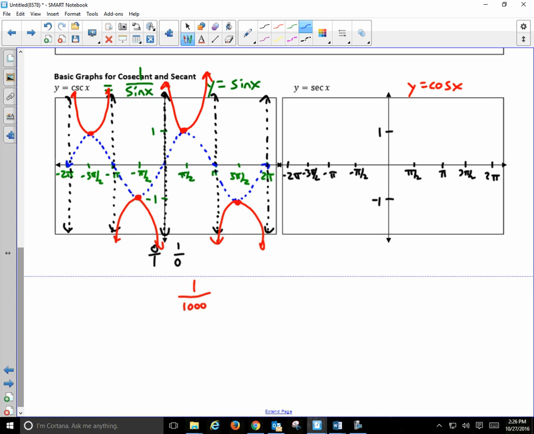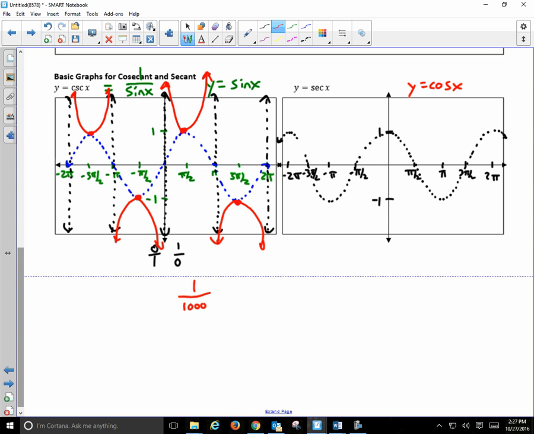Where does cosine start? Max, min, or middle? It's going to start at the max in this situation. I still haven't graphed cosecant, or secant, okay? I've just graphed cosine.